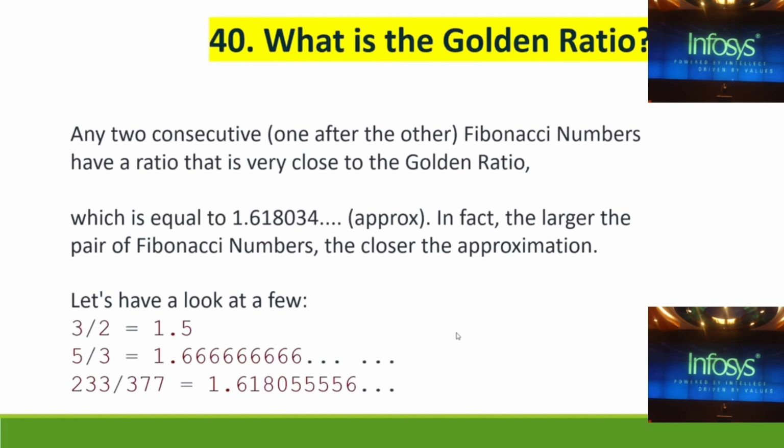And the next question, the 40th question: what is the golden ratio? This question was asked 2 years back, but it depends upon the interviewer. This type of question also comes. So what is the golden ratio? Any two consecutive Fibonacci numbers have a ratio very close to the golden ratio, which is approximately 1.618034, and these are the examples.